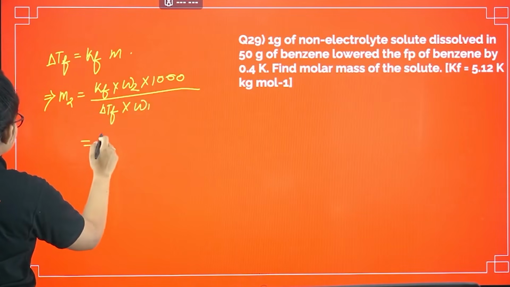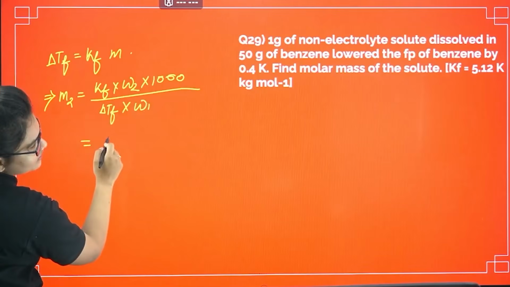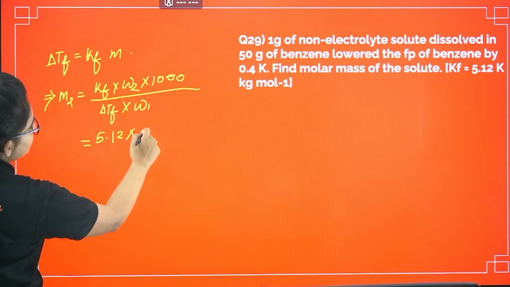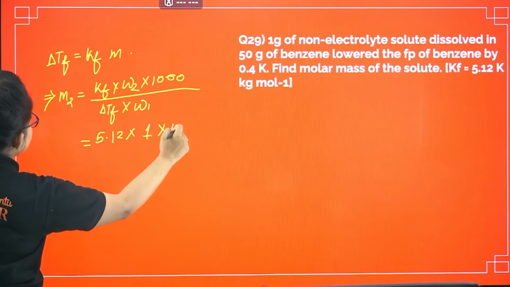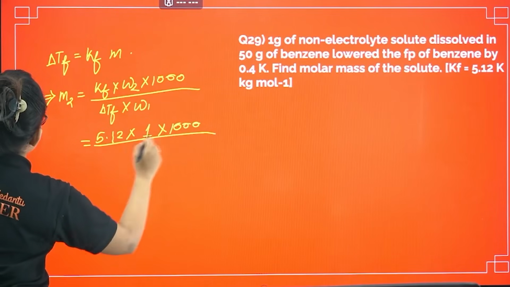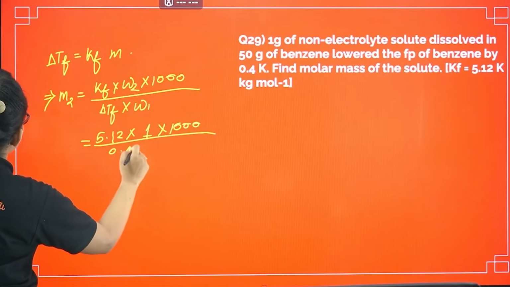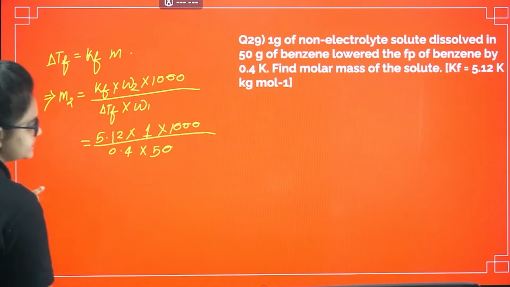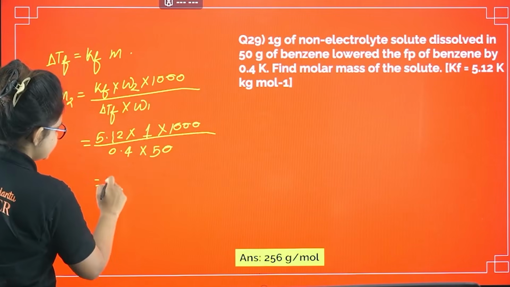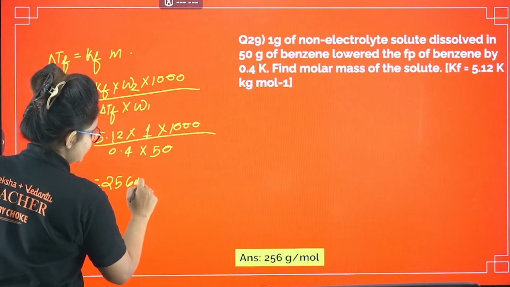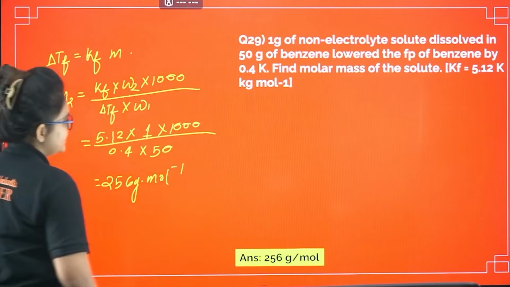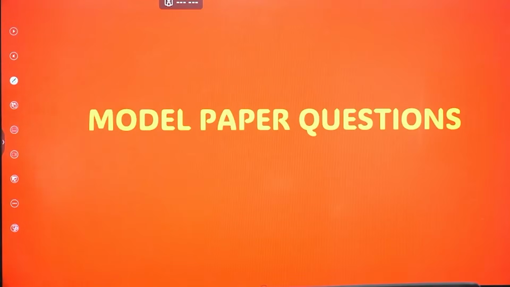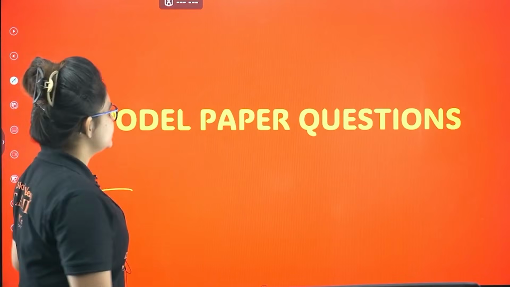So now if you put the values, that is 5.12 into 1 gram into 1000 divided by 0.4 into 50. If you calculate this, your answer will come to 256 gram per mole. I guess this is clear to you. Let's proceed. So we should proceed with some model paper questions.